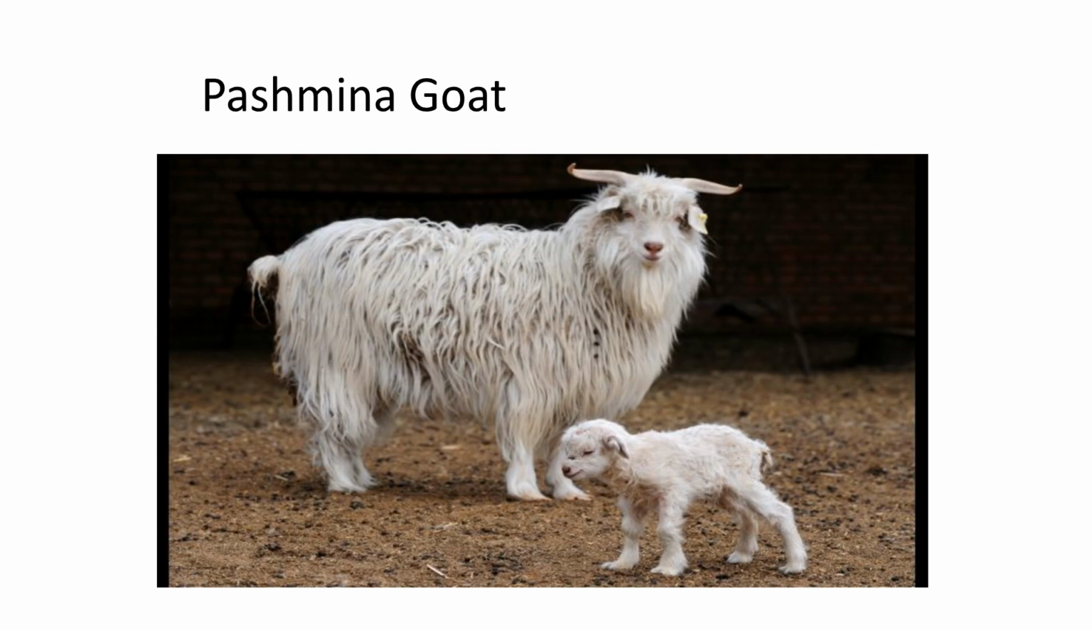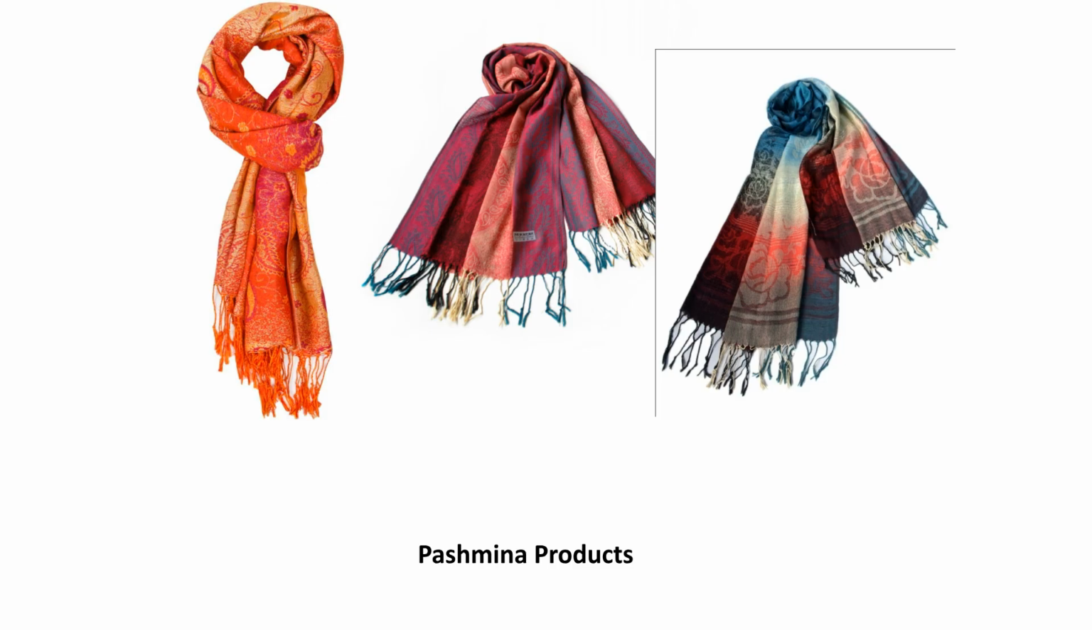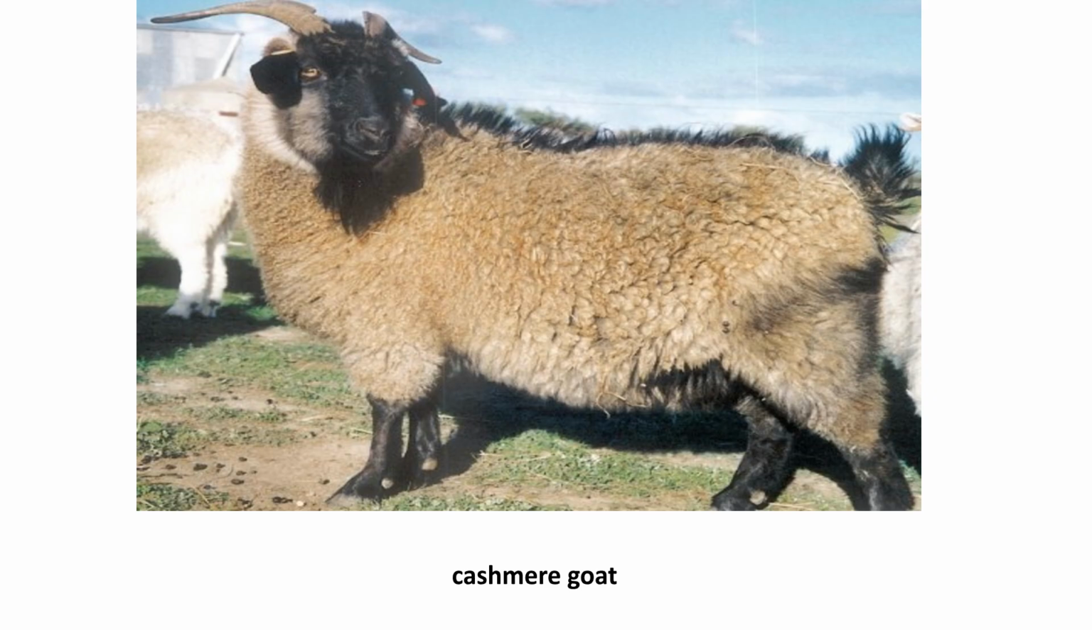Angora fiber comes from the Angora rabbit and is known for its softness and fine texture. Pashmina fiber is derived from the hair of the Pashmina goat, a type of cashmere goat. Pashmina is highly valued for its fine quality and is used to create luxurious products such as shawls and scarves. This is a cashmere goat, the source of cashmere and pashmina fibers.